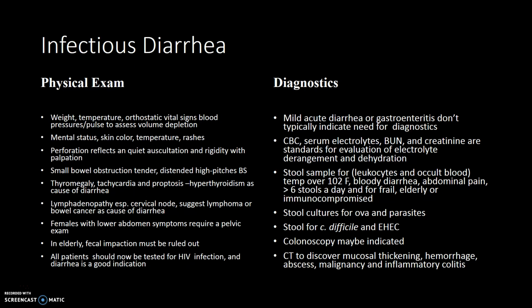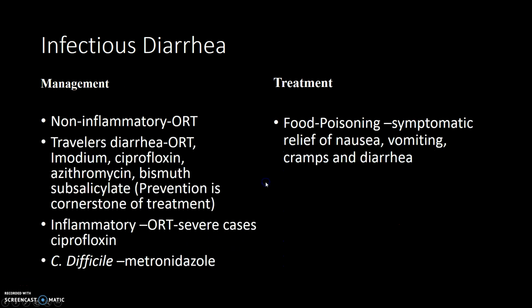Stool cultures for O and P are often indicated, particularly in those patients that have had diarrhea 14 days or greater. Stool for C. difficile, and for a variant of E. coli called EHEC. Colonoscopy may be indicated at times, but there's a danger of perforation, and that goes beyond our scope of practice at this point as primary care providers. CT is usually the radiologic test of choice to discover mucosal thickening, hemorrhage, abscess, malignancy, or inflammatory colitis.